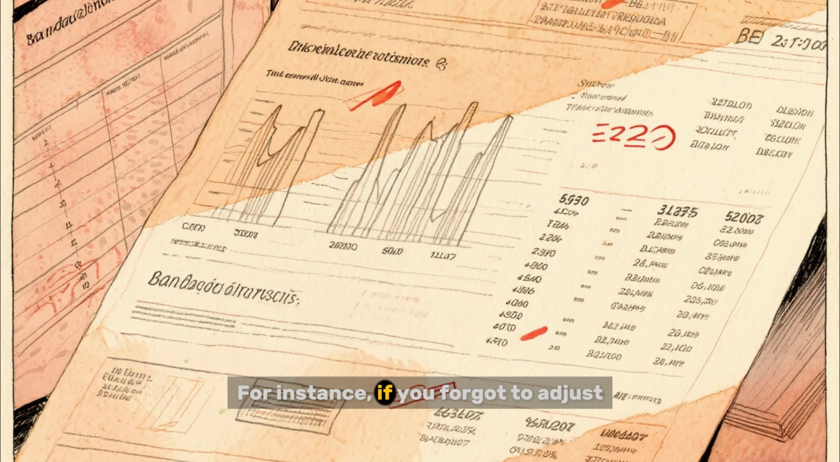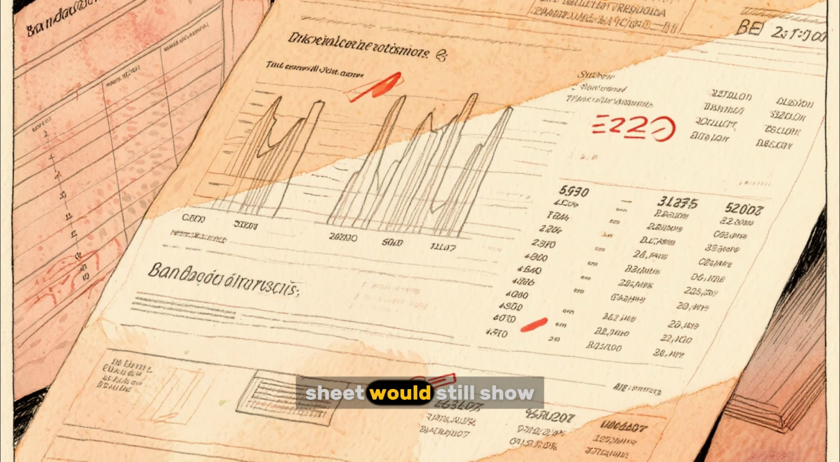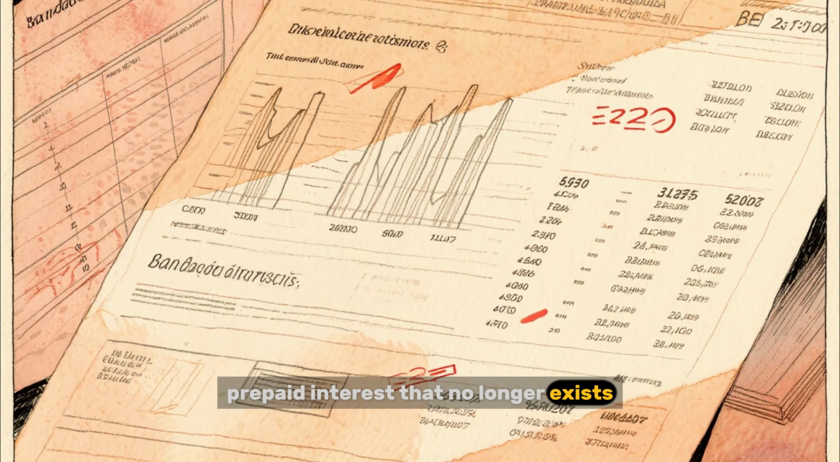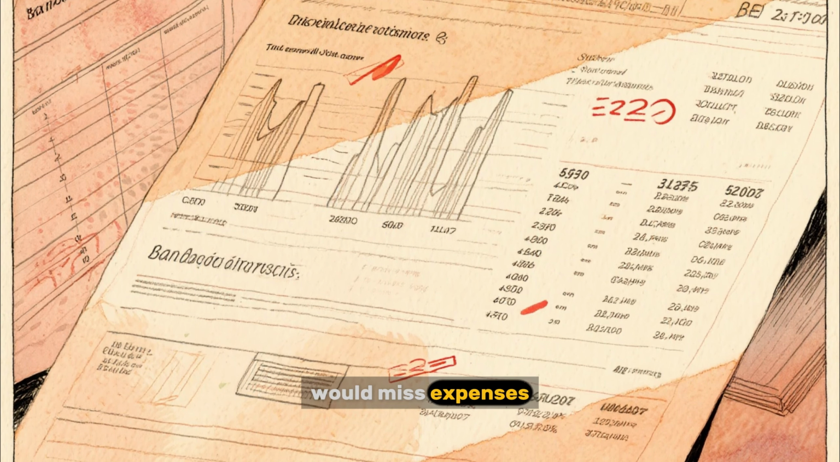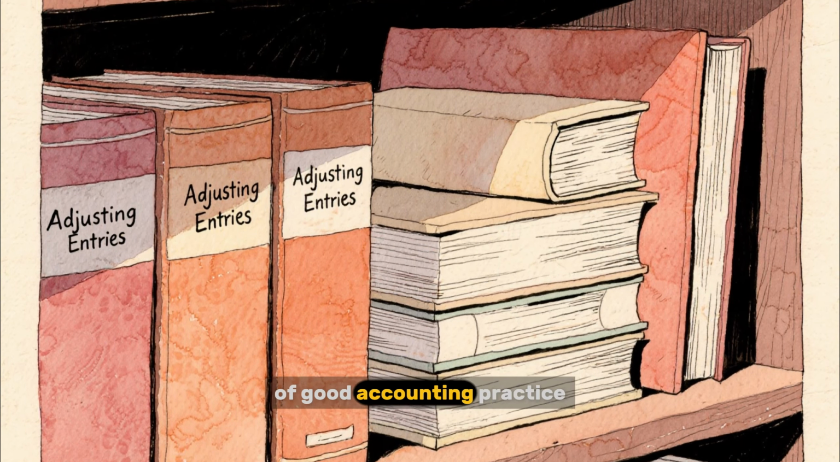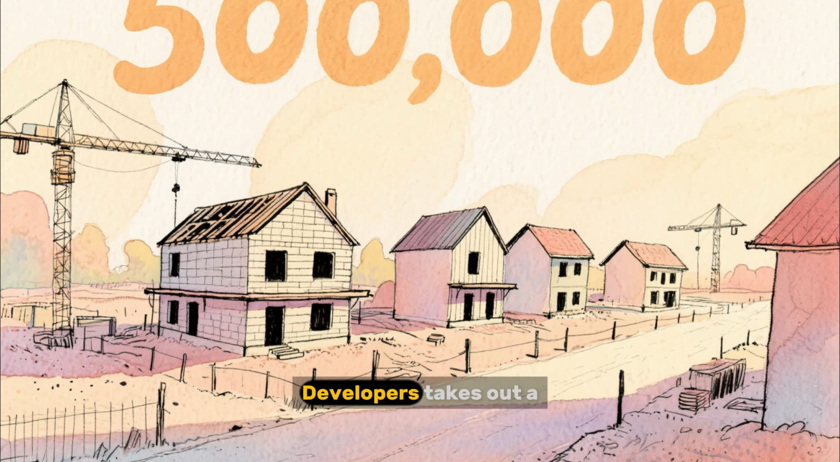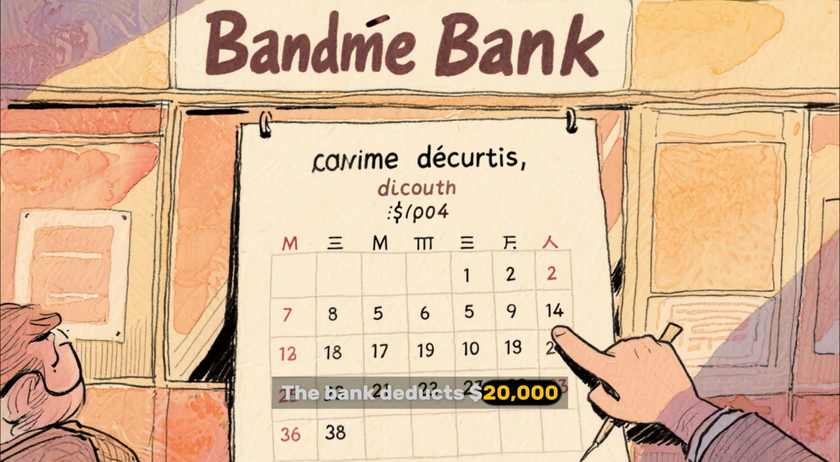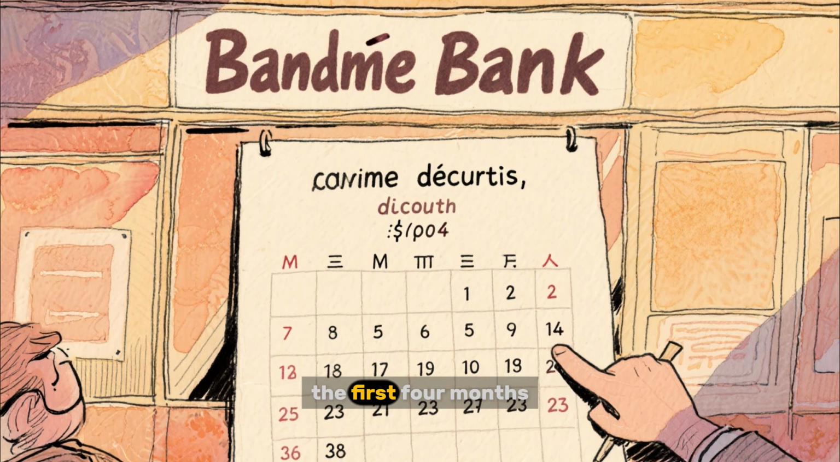For instance, if you forgot to adjust, your balance sheet would still show prepaid interest that no longer exists, or your income statement would miss expenses that should have been recognized. That's why adjusting entries are a cornerstone of good accounting practice. Now let's look at a larger example. The bank deducts $20,000 of interest up front to cover the first 4 months.